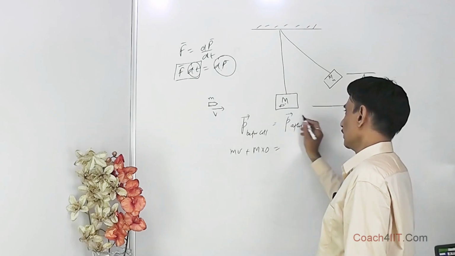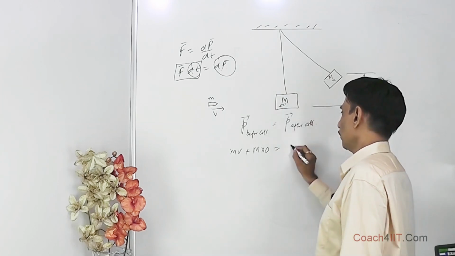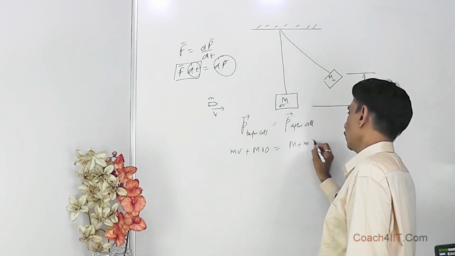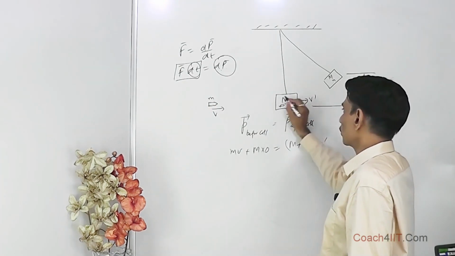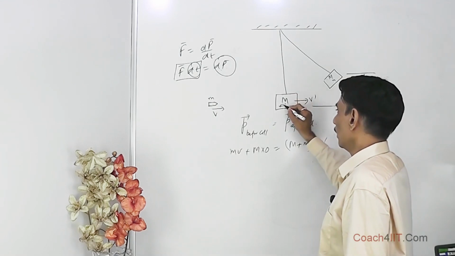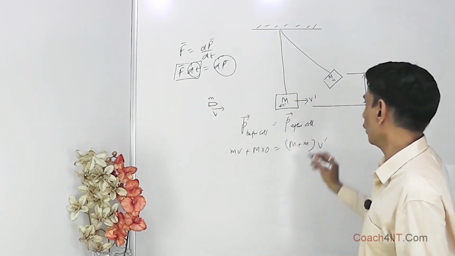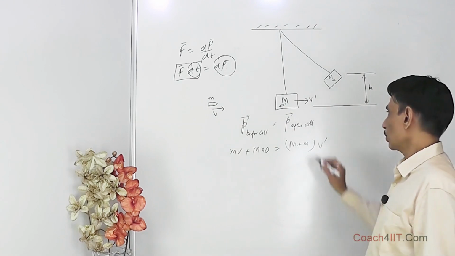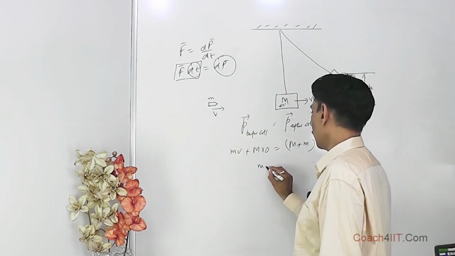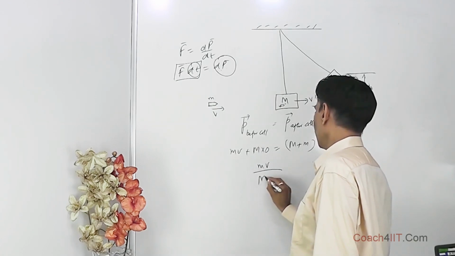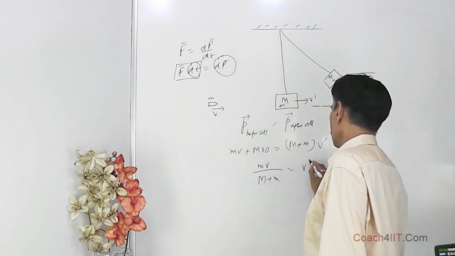What is the momentum after collision? Both of them are moving as one body, so it is M plus small m into, let's call it, v dash. So the combined velocity of the block with the embedded bullet is v dash. So v dash can be calculated: small m into v over M plus m is equal to v dash.